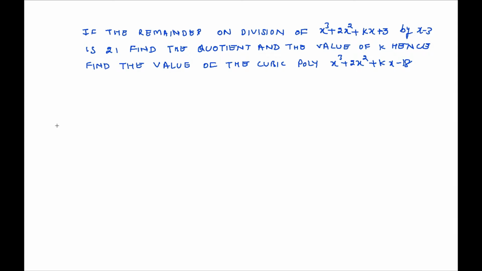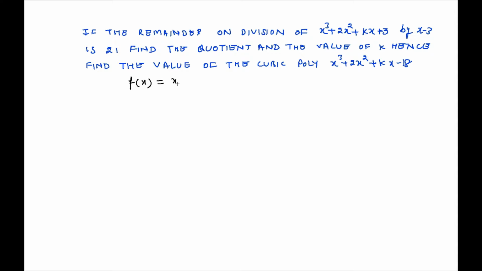So let me explain this statement. If I divide the given polynomial by x minus 3, I'll get 21 as the remainder. So I am to find the value of k, and after finding the value of k, I'll find the quotient, and after finding the quotient, I will find the value of this cubic polynomial x cube plus 2x square plus kx minus 18. So let me start.